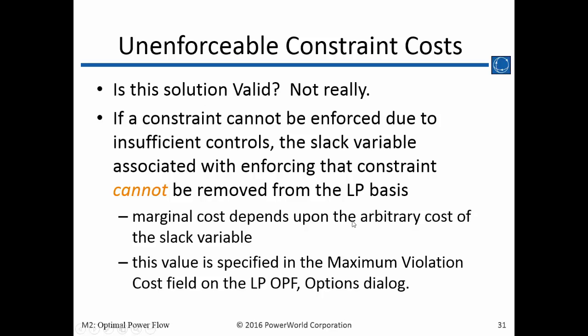So looking at unenforceable constraints, the question then becomes, is it a valid solution? Well, it's really just an arbitrary solution. And like I mentioned earlier, if you have unenforceable constraints, that means that the slack variable or the dummy variable associated with that constraint cannot be removed, even though it has a very high cost associated with it. We can't find a lower cost solution because the load in this case is fixed. So, and then you can adjust that with that variable in the dialog.